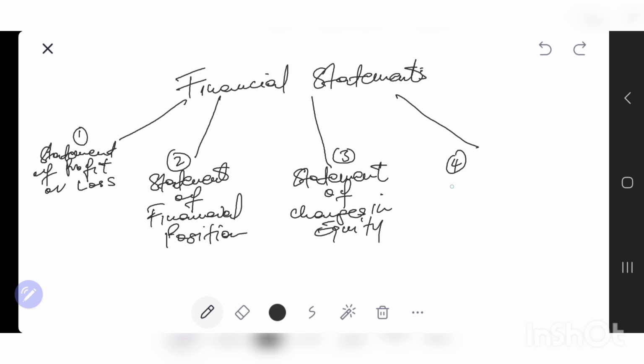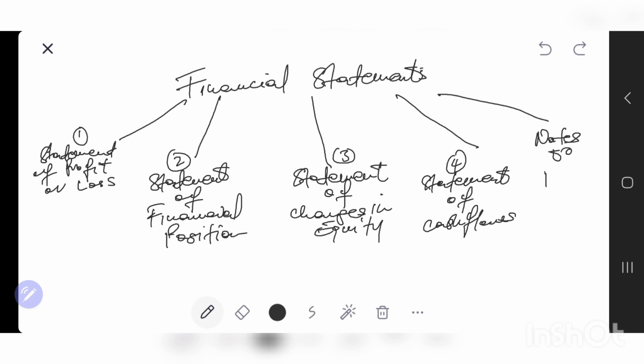Then number 4, you've got the statement of cash flows. Then lastly, you have what is called notes to financial statements. So the information that we are trying to provide to the primary users, which are existing and potential investors, lenders, and other creditors, we provide it in the form of financial reports.